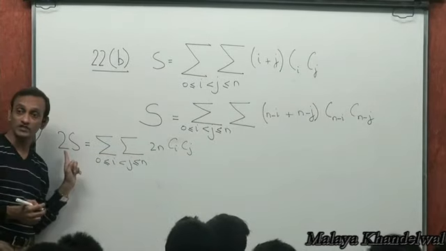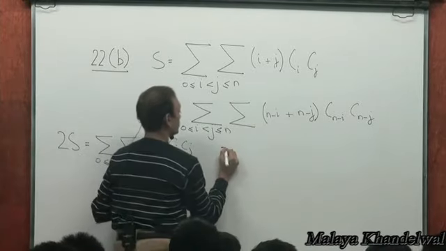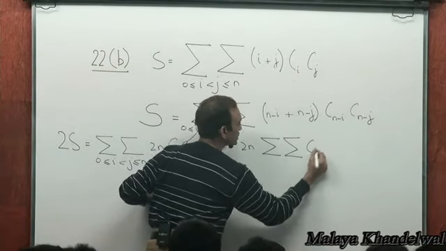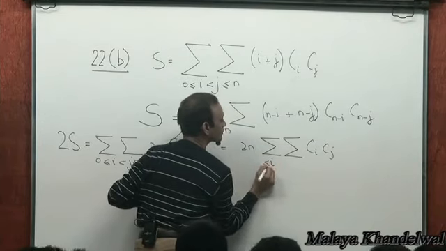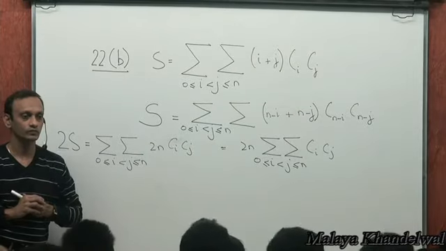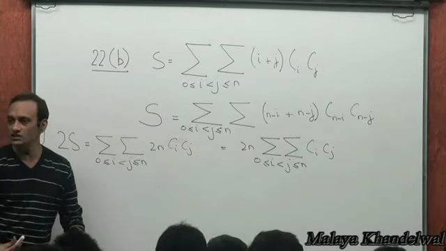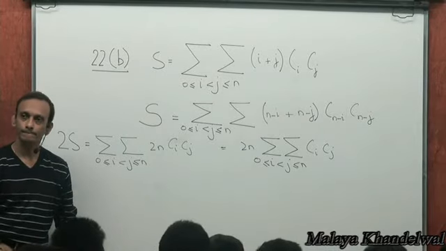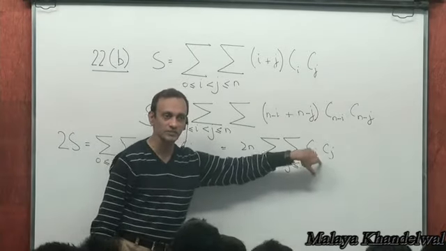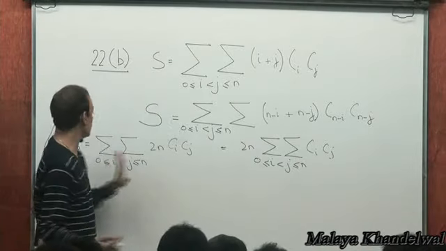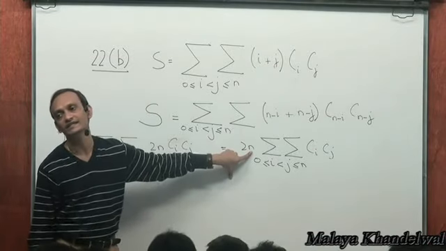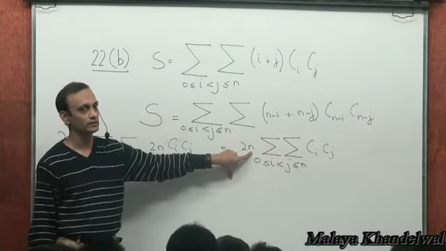And 2n can come out of the double summation sign, and I have already told you how to deal with this. I have already discussed the double summation of nCi nCj, so you can just plug in. This is 2 times S, so S would be half of this. 2n came out because it was independent of i and j. This is what transpired. Clear?